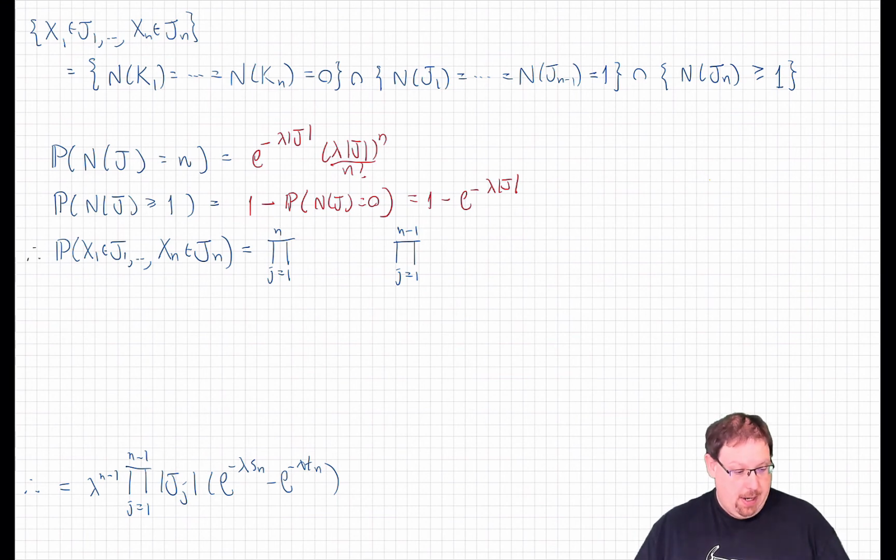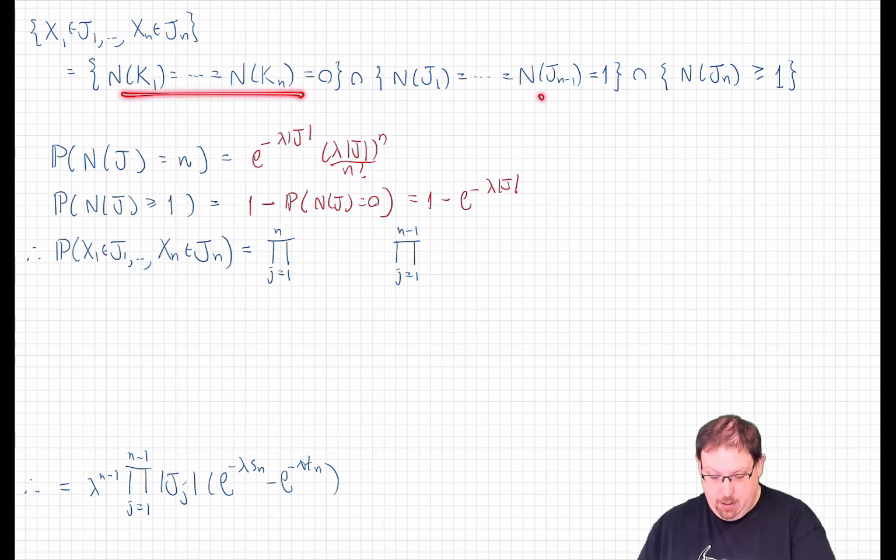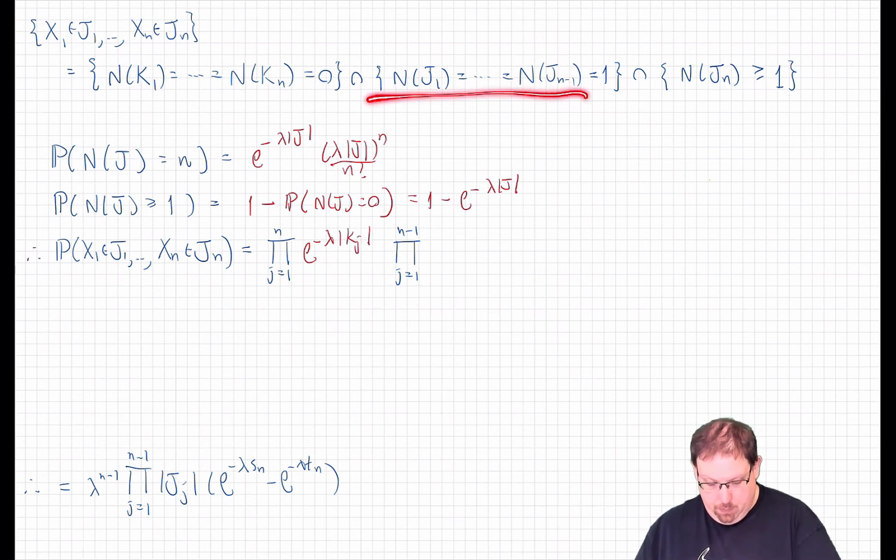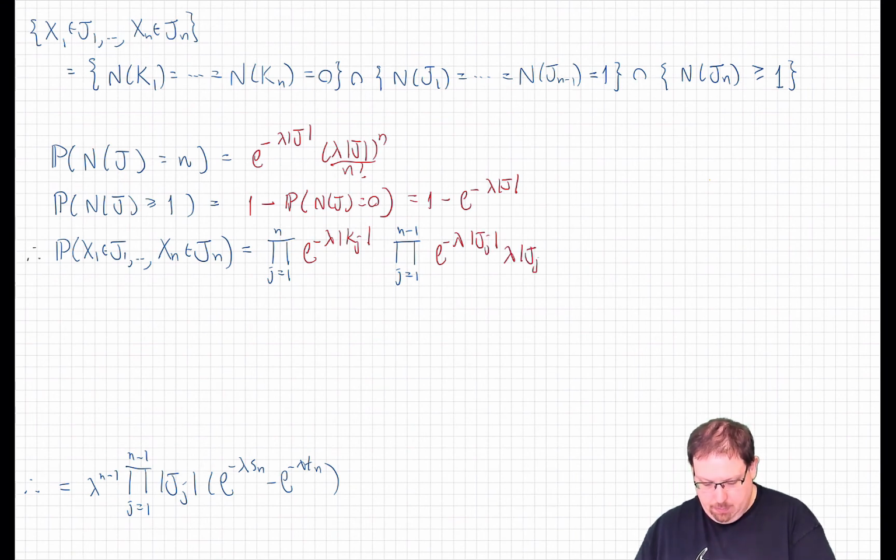And so using the independence of the increments over here, we therefore have that this probability here is a product. It's a product first over the K's, so that gives us the product of e to the minus lambda length of Kj. And then a product over the J's here, those are all equal to 1, so using this formula with n equal to 1, those are all e to the minus lambda length of J times lambda length of J. And then finally, we have one more term, which is this one here, and that's what we just calculated there. So that's 1 minus e to the minus lambda length of Jn.